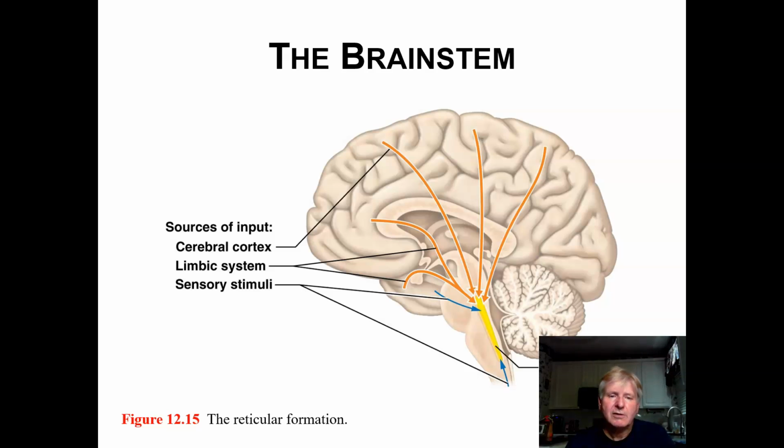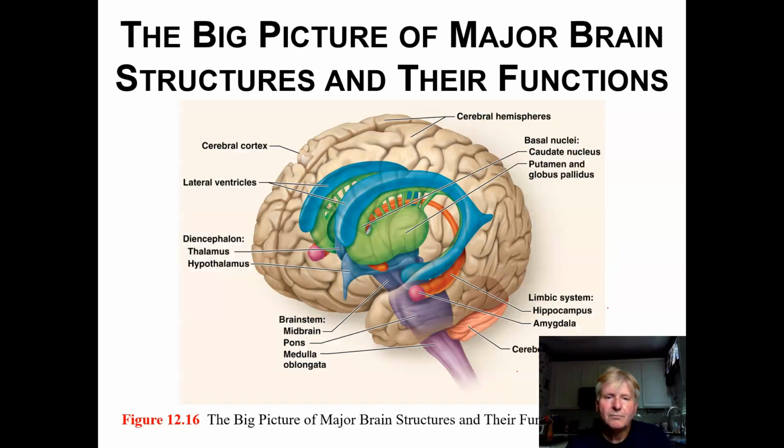So this basically reveals the sources of input from the cerebral cortex, as well as the limbic system by the orange fibers, and then the sensory stimuli input into the reticular formation and from the sensory information from the lower body. So these are all the different sources of input into the reticular formation. So those are your main brain structures and their functions. Okay, we're going to stop there.